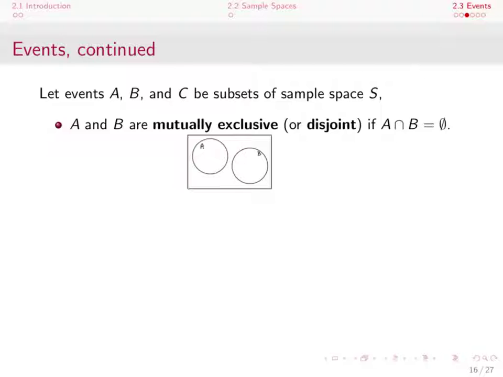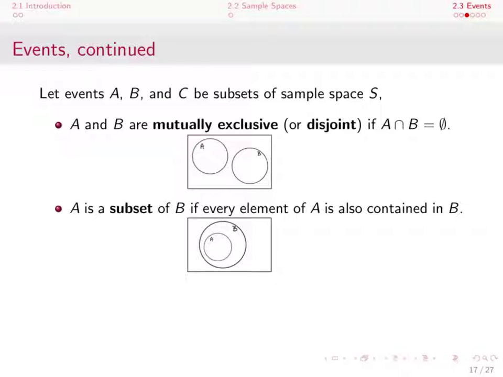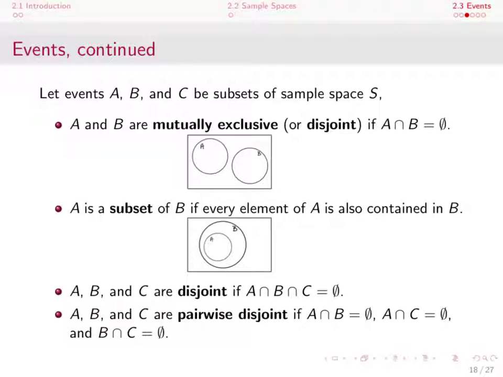In addition, we might say that A and B are considered mutually exclusive or disjoint if their intersection is empty. So that means those two circles inside the Venn diagram won't overlap because they don't share any outcomes in common. And we'll also say A is going to be considered a subset of B if every element of A is also contained in B. So in the case of our Venn diagram, we want the circle that represents the event A to be contained entirely inside the circle that represents B.